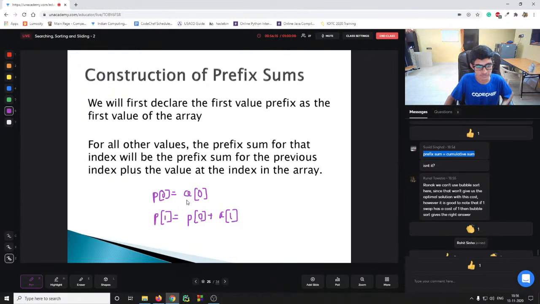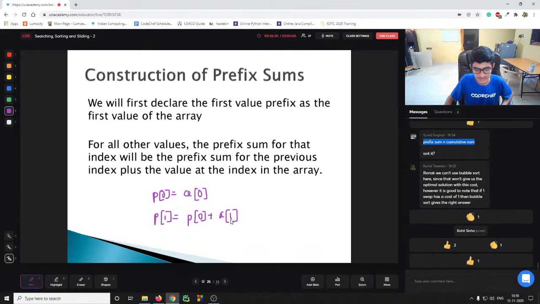So this is what prefix of 1 will be. If we substitute this, this will be a of 0, and a of 0 plus a of 1 is the prefix sum again. This is the second value, and p of 2 will be equal to p of 1 plus array of 2. Again, if you substitute this, this will be a of 0 plus a of 1 plus a of 2. So now you can see how the prefix sum is constructed.